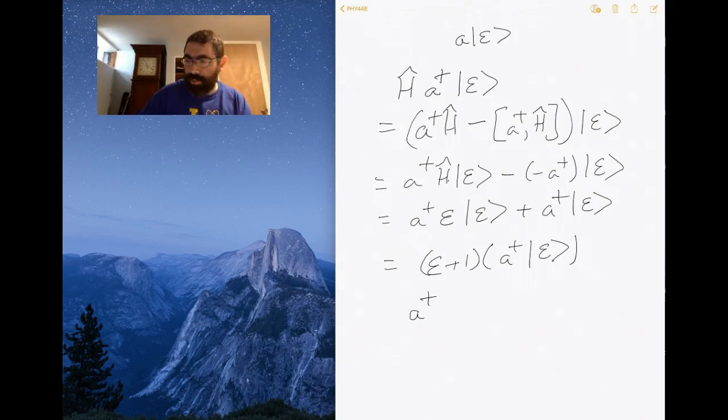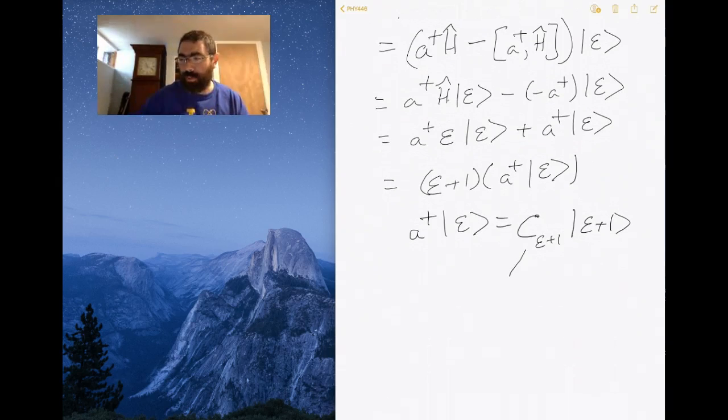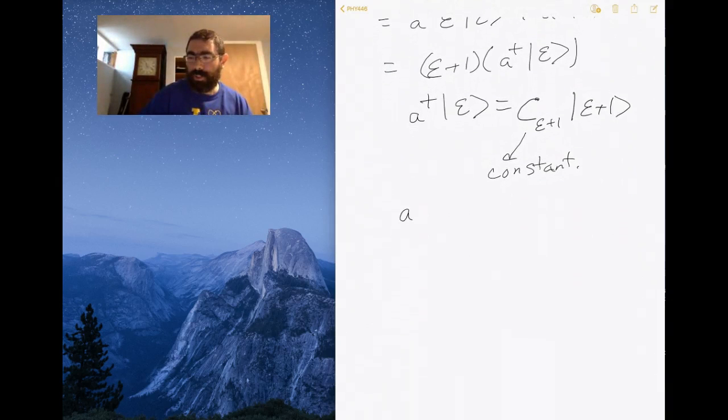So a dagger operating on the energy state now gives me an eigenvalue C epsilon plus 1, and now changes the energy state from epsilon to epsilon plus 1, where again this eigenvalue is a constant right here. So now what a dagger does is a dagger raises to a higher energy state.